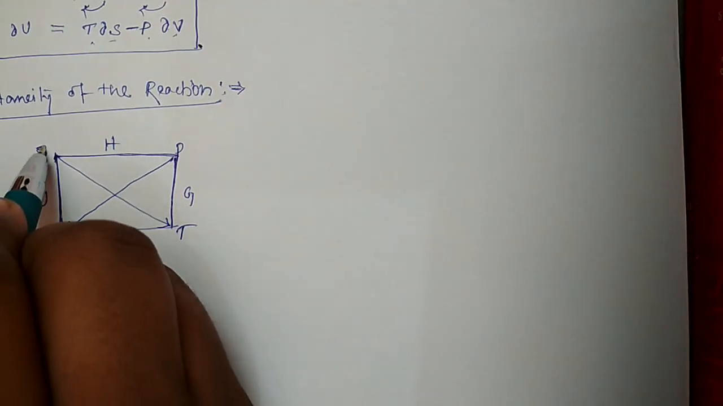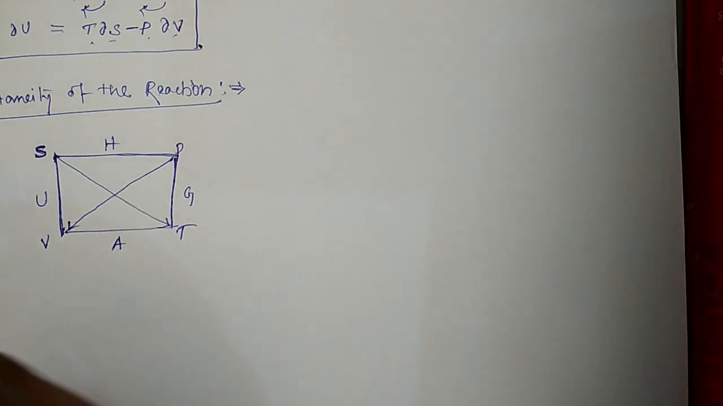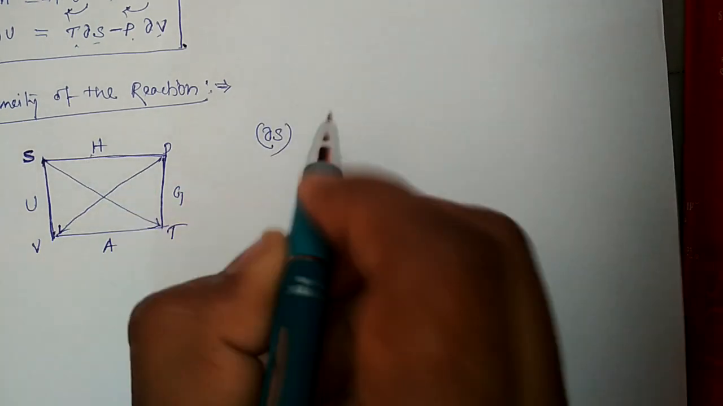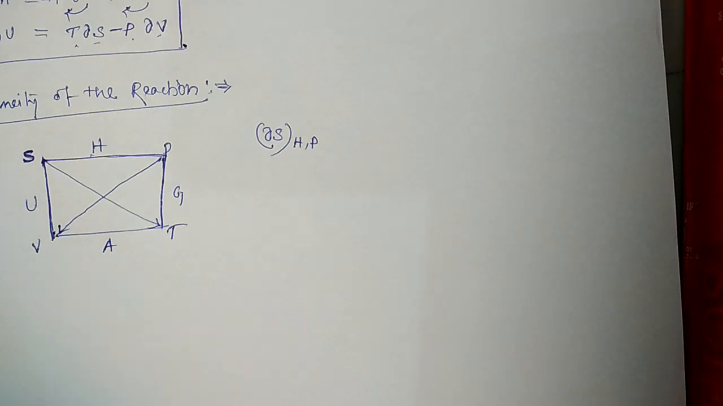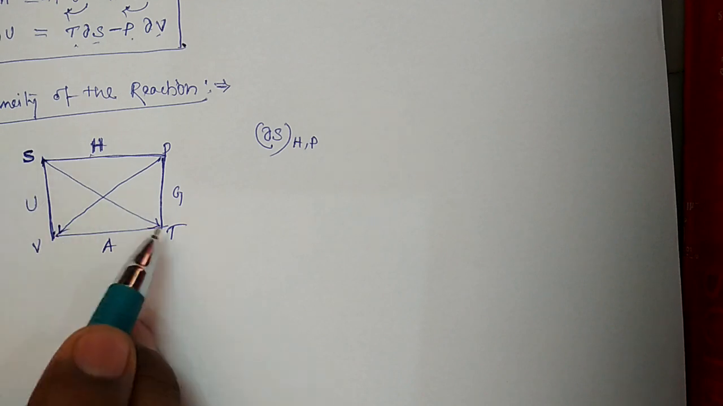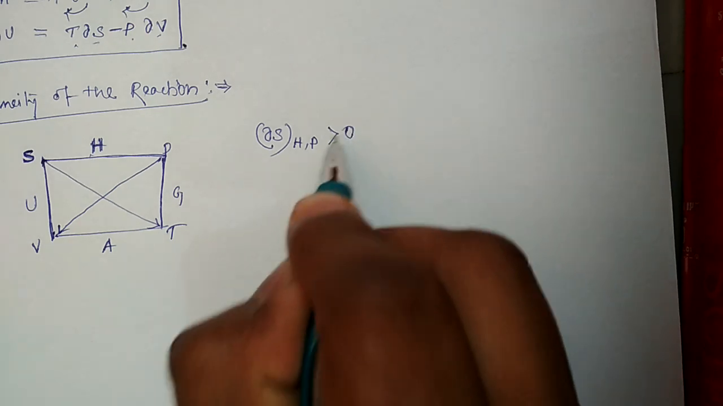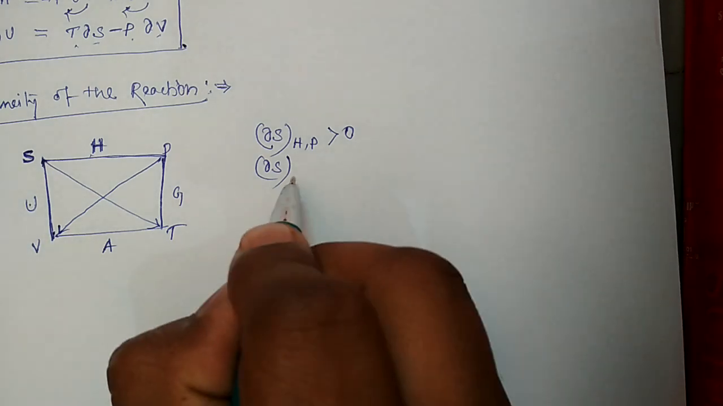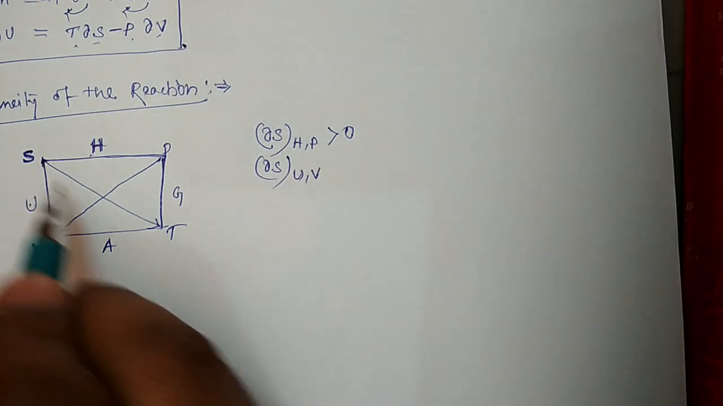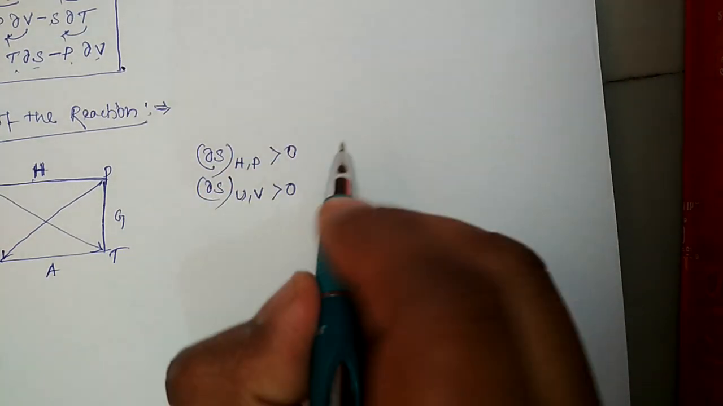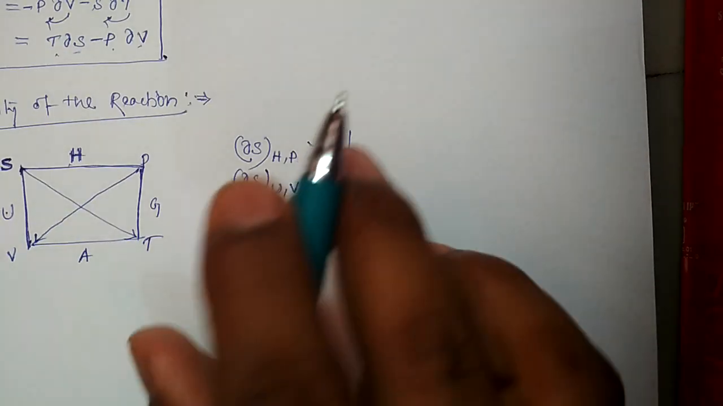Now the spontaneity of the reactions. For S, what are the conditions for spontaneous reactions for entropy? That is del S at constant H and P. For that case we have to see the arrows go from S, so this is positive. And again for del S at constant U and V, same, the arrow goes from S, so this is also positive. This rule is to remember these conditions.